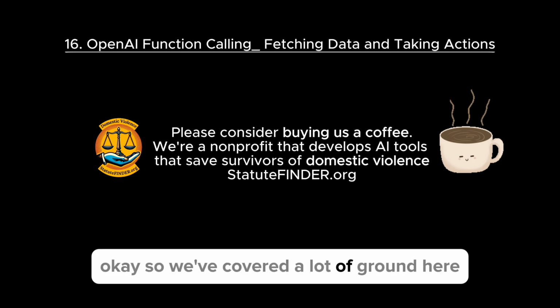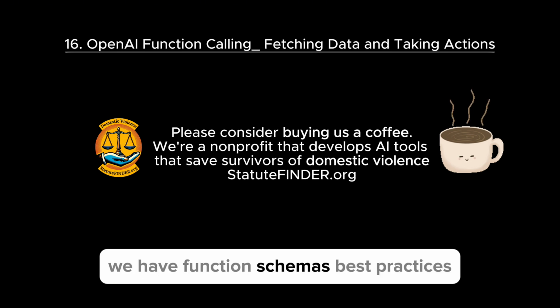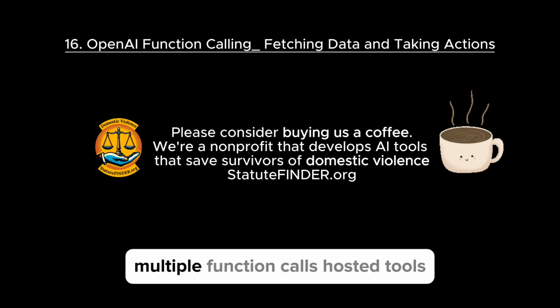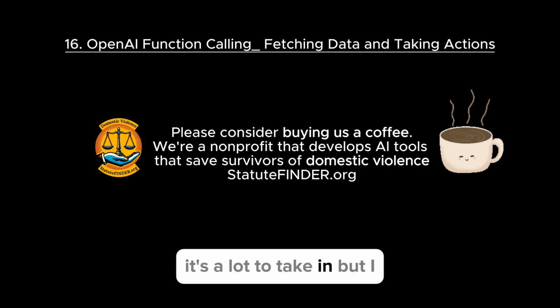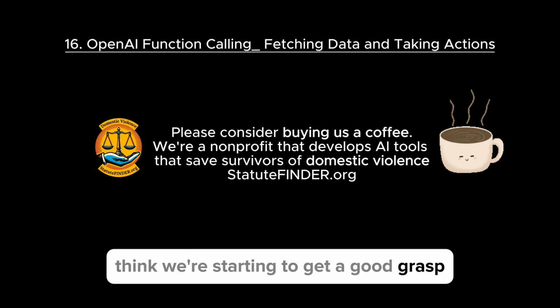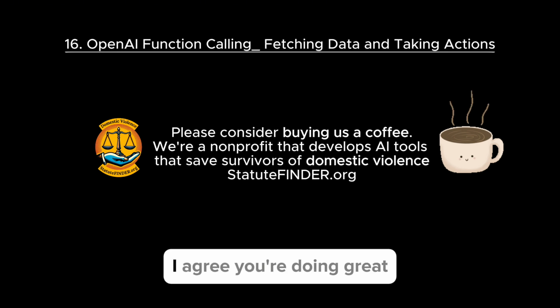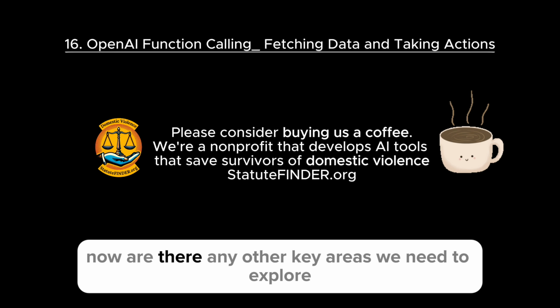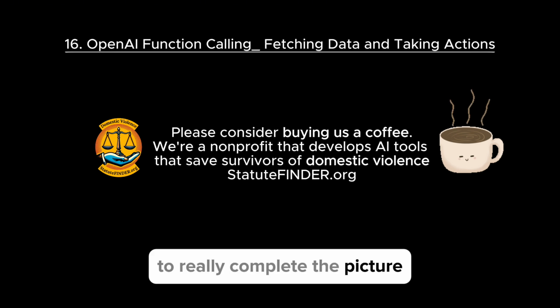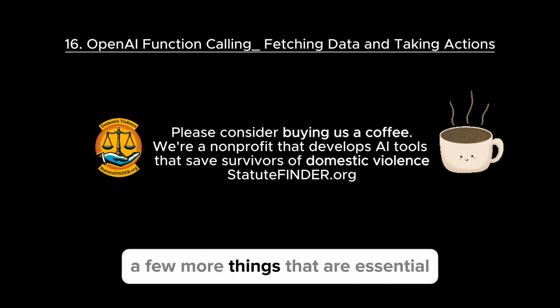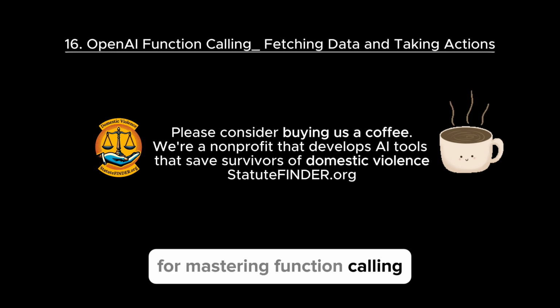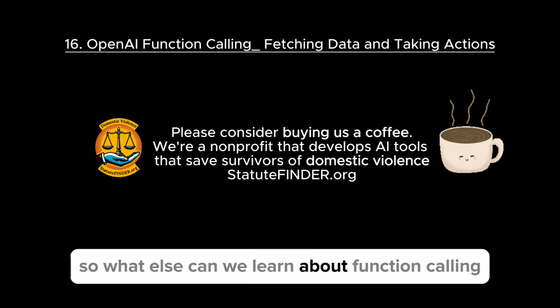Okay, so we've covered a lot of ground here. We have. Function schemas, best practices, multiple function calls, hosted tools. It's a lot to take in. But I think we're starting to get a good grasp of this whole function calling thing. I agree. You're doing great. Now, are there any other key areas we need to explore to really complete the picture? Oh yeah. There are a few more things that are essential for mastering function calling. All right, so what else can we learn about function calling?